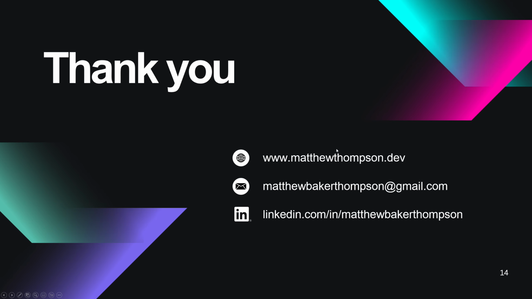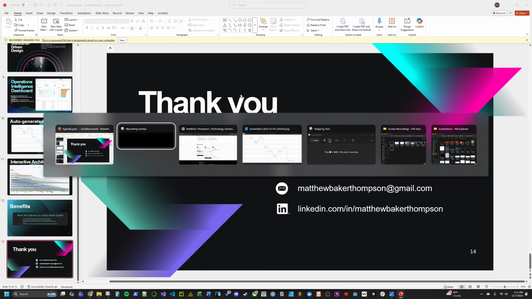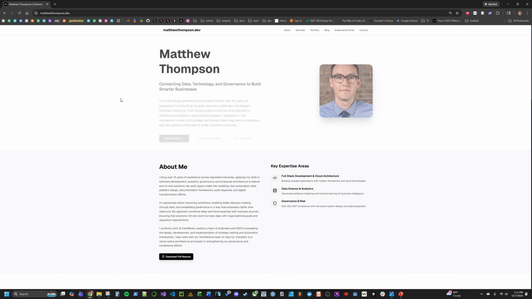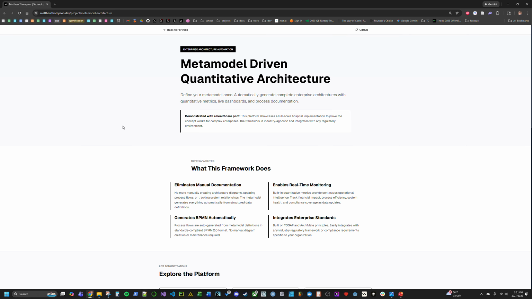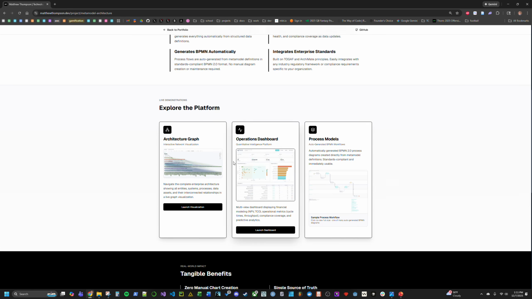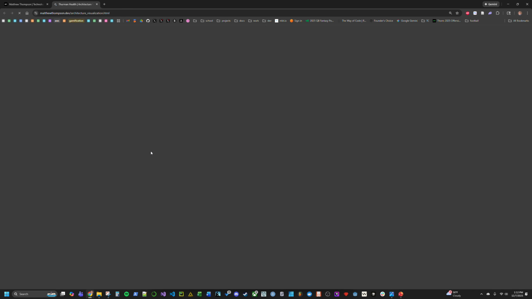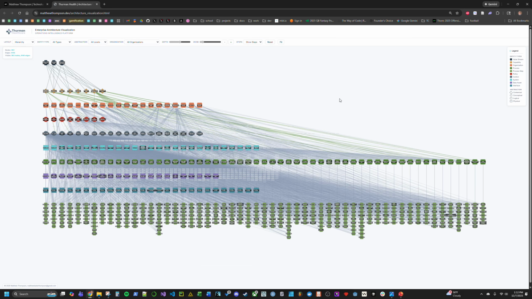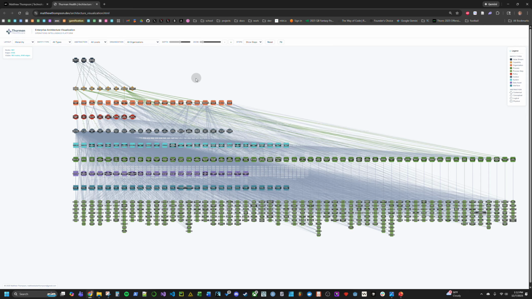All right, sorry again for the rapid pace. Going to hop over. This is my website where I've hosted this project. I'm going to hop first into the architecture graph. So here is that full org view that we generated.